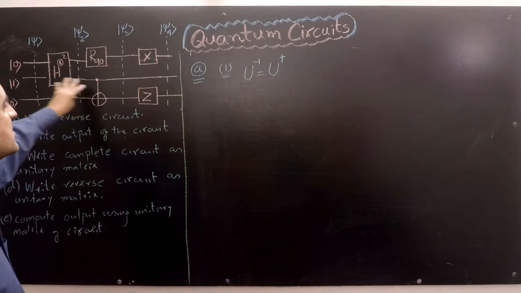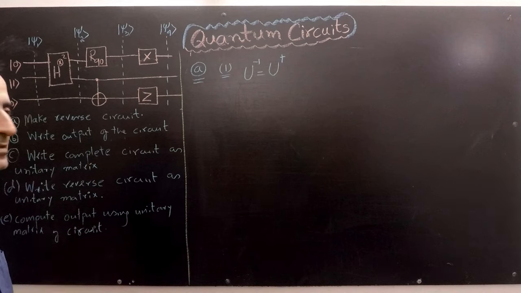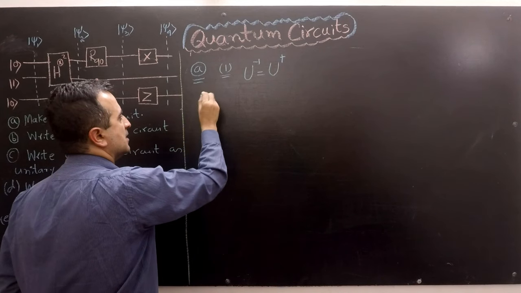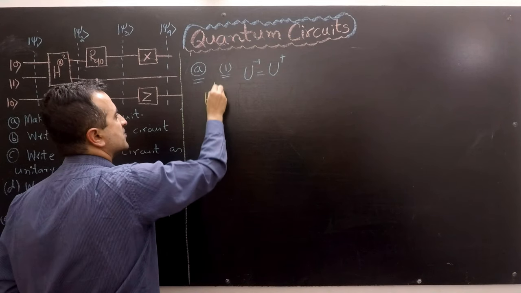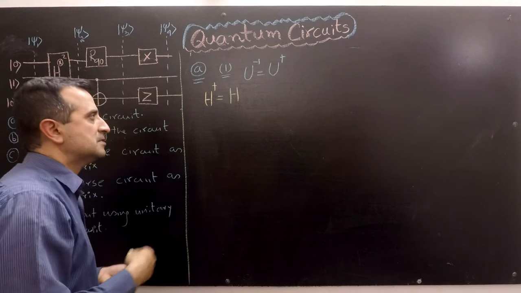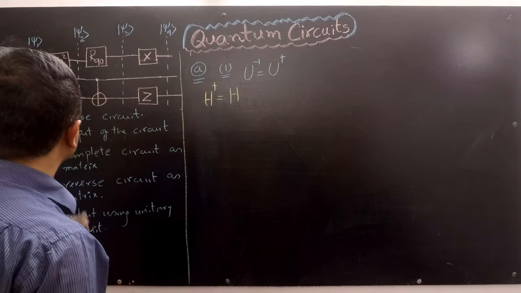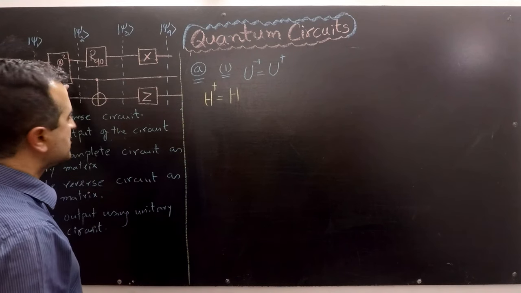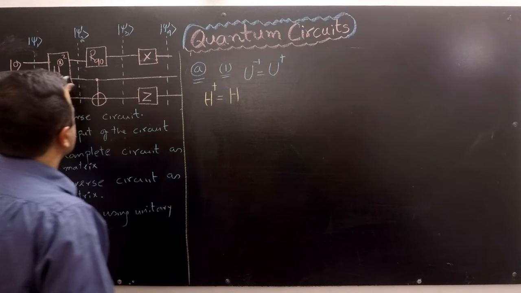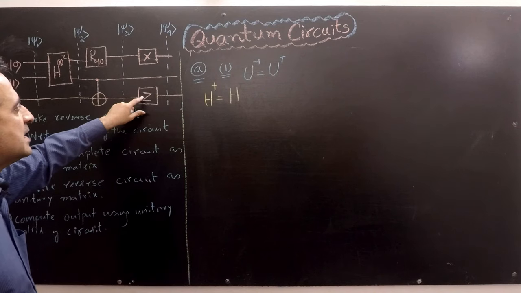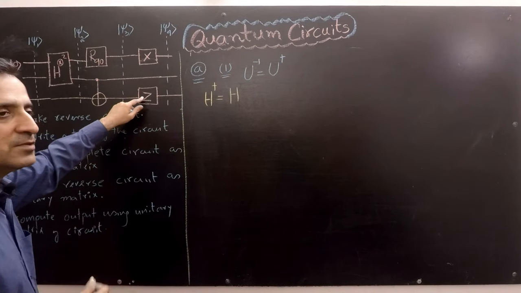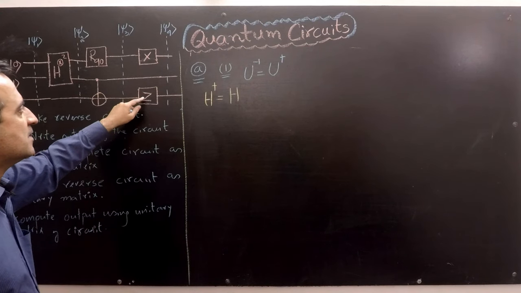However, most of those gates are Hermitian gates. For a Hermitian matrix, the conjugate transpose is equal to the same matrix. In this case, we have Hadamard gates, which are Hermitian gates. We have the Pauli Z gate, which is a Hermitian gate. So we don't have to take the conjugate transpose because it is equal to itself.